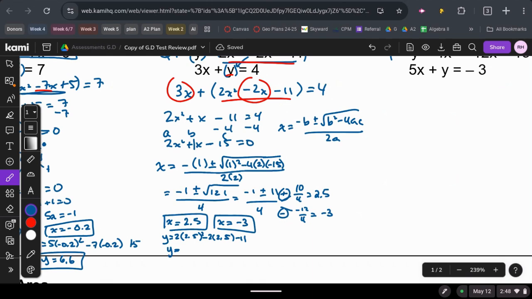All right, and so our y value for 2.5 is negative 8.5. So that means that I've got one coordinate point at 2.5, negative 8.5. Then the other coordinate point is when we substitute in the negative 3. So y is equal to 2 times negative 3 squared, 2x squared, minus 2 times the x minus 11. And when we do that into our calculators, we get 13. So the other coordinate is going to be at negative 3 for the x, 13 for the y.